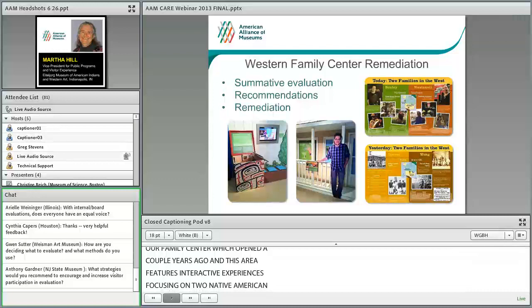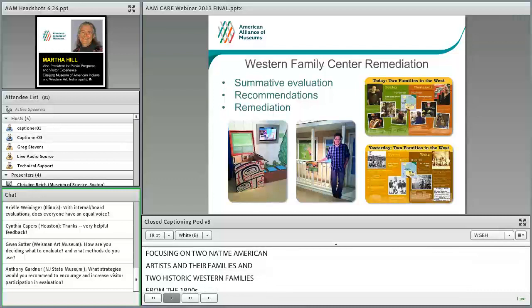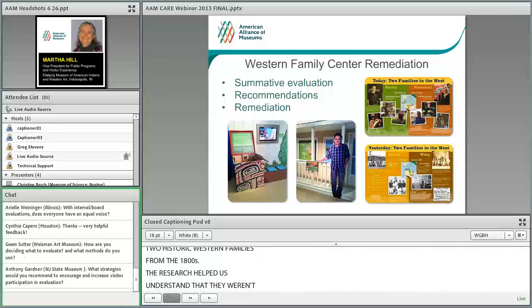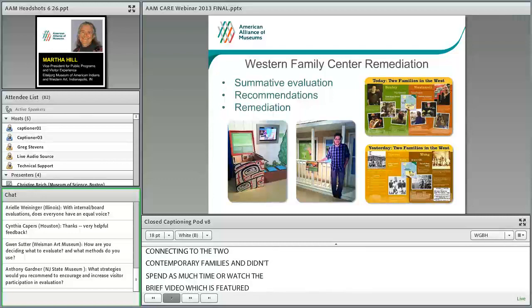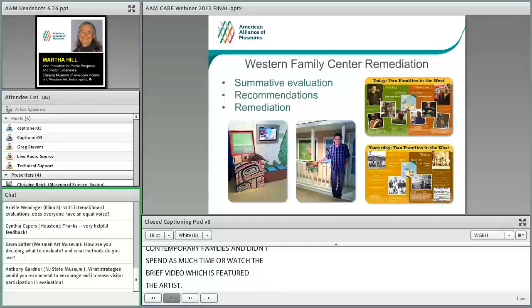We did a summative evaluation of our family center, which opened a couple of years ago. This area features interactive experiences focusing on 2 contemporary Native American artists and their families, and 2 historic Western families from the 1800s. The research helped us understand that visitors weren't connecting to the 2 contemporary families, and they didn't spend as much time in the contemporary areas or watch the brief videos which featured the artists.